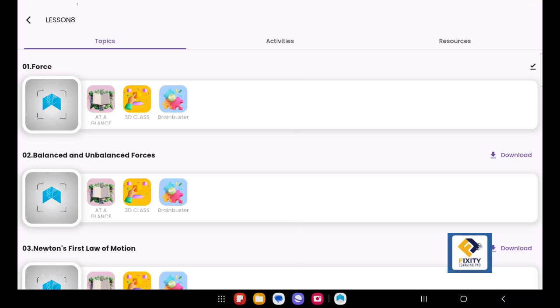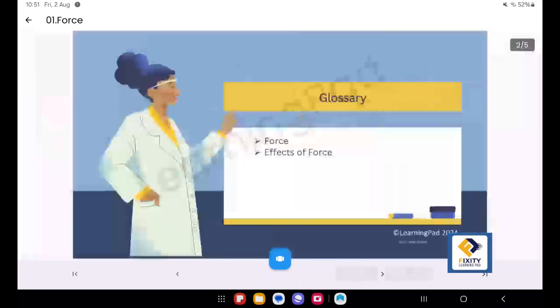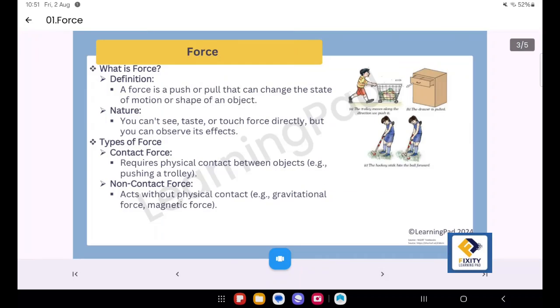With what is the meaning of force, right? We're going to be first talking about its definition, and also its effects. So the definition of force means it is a push or a pull that can change the state of motion or shape of an object.